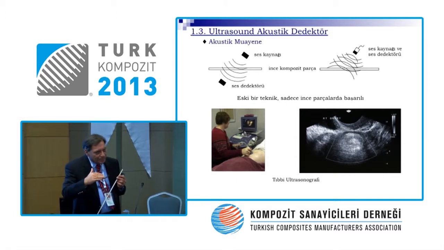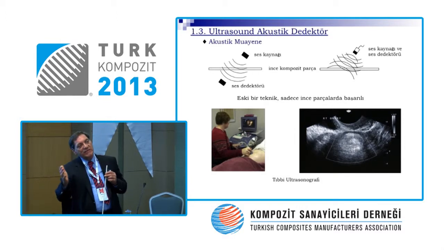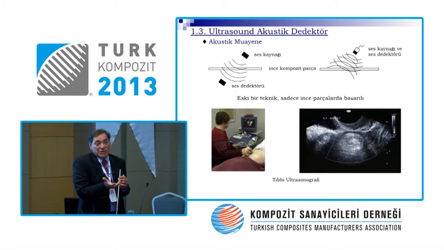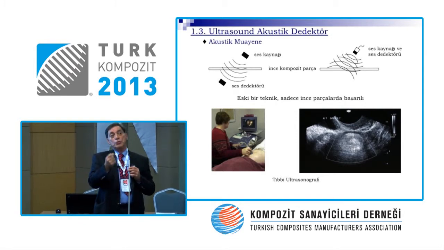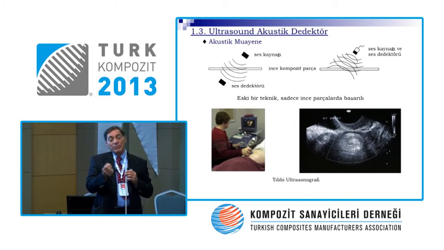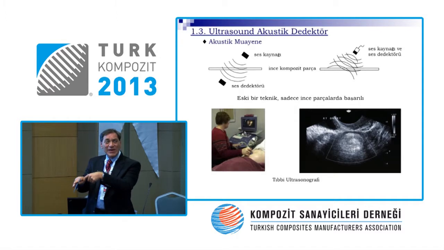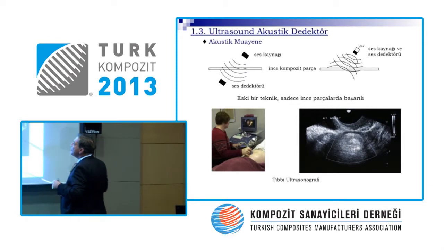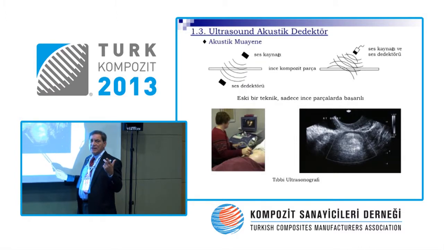So we want to see if there is a delamination. If there is a gap, is there a resin-rich part or fiber? Because we want to see inside of the structure. The sizes are very small, and that's the reason why you need to have a device that has high frequency. And it's also important where this problem occurs and how deep, not only where it is. These can only work with thin composite parts.